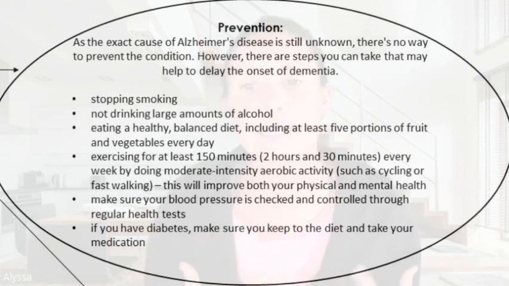Now, this is just moderate intensity activity, so cycling or a fast walk, and this will help improve physical and mental health. Just be sure that the blood pressure is in check and under control. And if you have diabetes, make sure that you're watching your diet and taking your medications. These are lifestyle changes that are for the better for many, many health conditions. When you start looking at preventative measures, a lot of them intertwine, so really these help with so many things. We really should be doing those anyway.